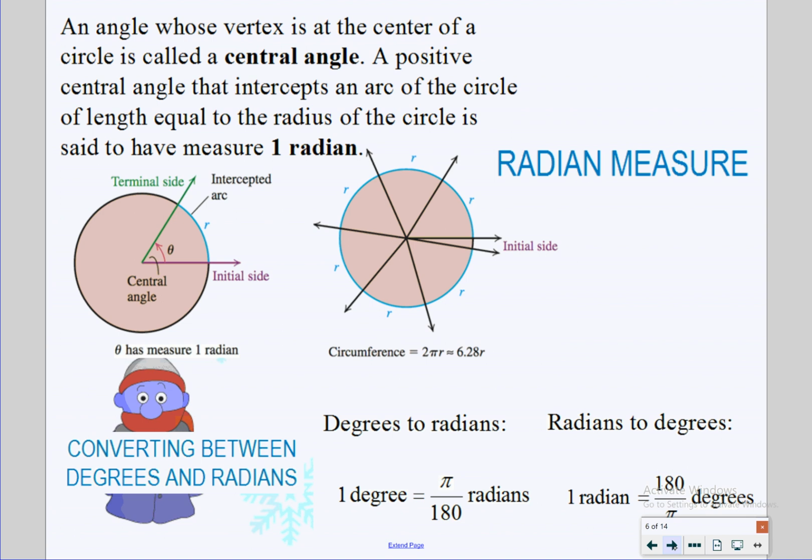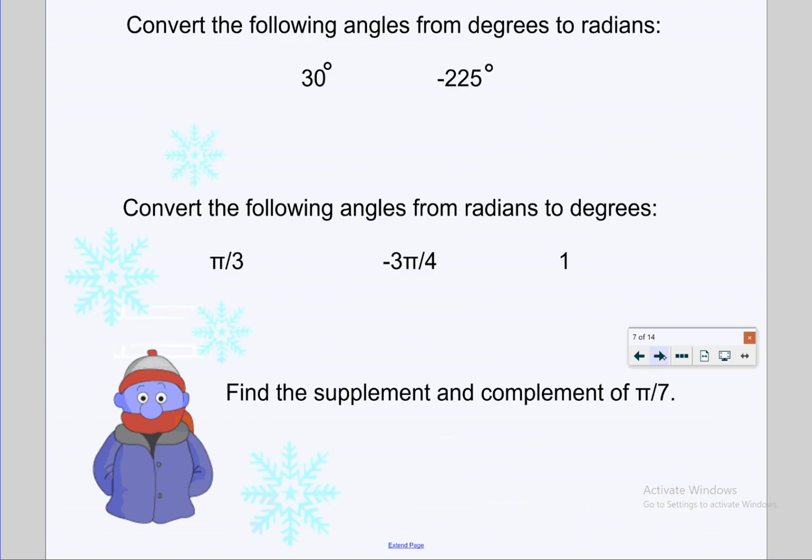So these at the bottom, you want to circle those. You're going to use them a lot. If you want to convert from degrees to radians, you're going to multiply by pi over 180. If you're going to convert from radians to degrees, you're going to multiply by 180 over pi. You're just going to flip it. So multiplying by 1 in either case, you're just going to change your fraction depending on which way you're converting. Okay, so we're going to practice that on the next slide a little bit.